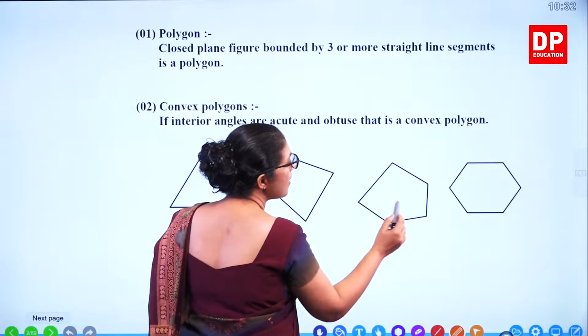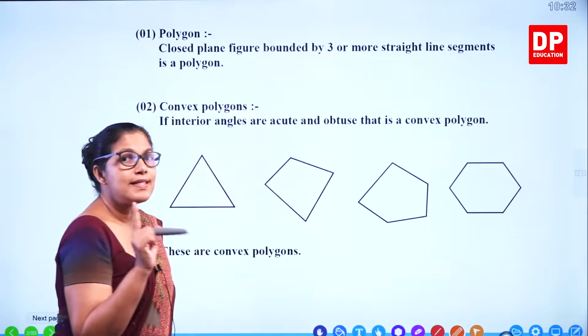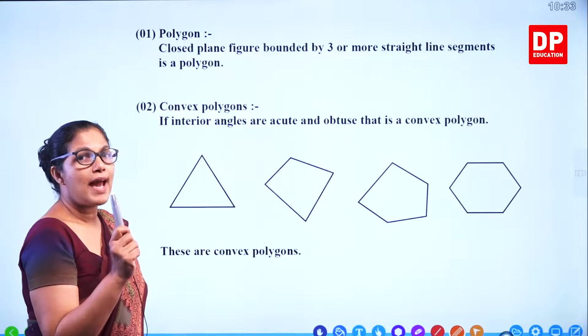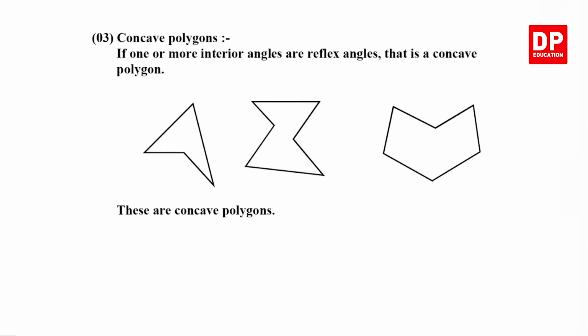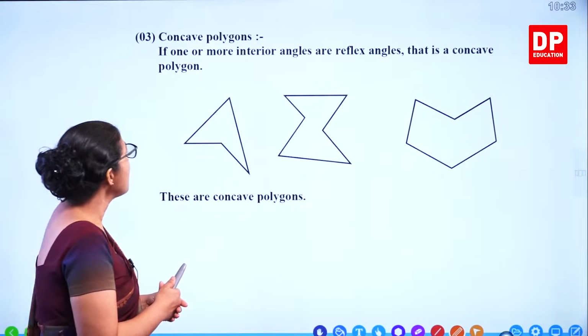Here also acute, obtuse, like that. Obtuse means less than 180, more than 90 degrees. Concave means if one or more interior angles are reflex angles. Reflex means more than 180. So then these are concave polygons.